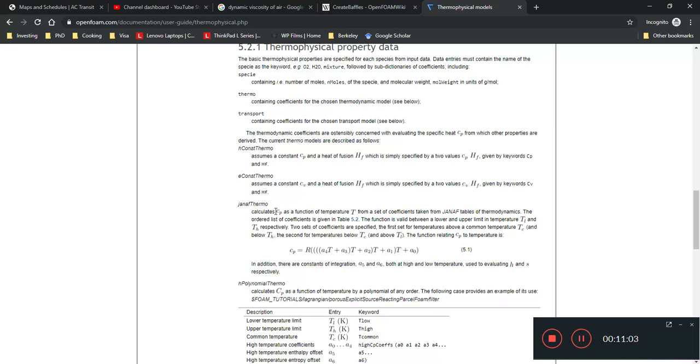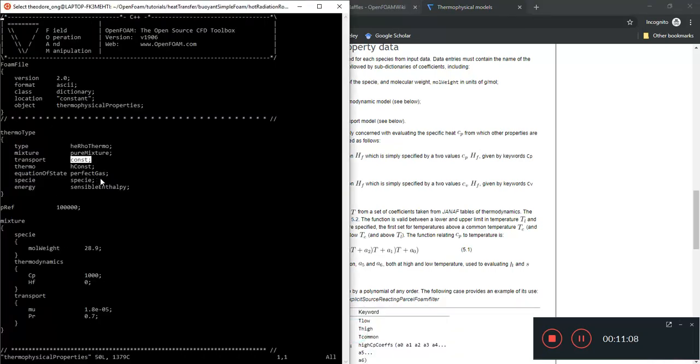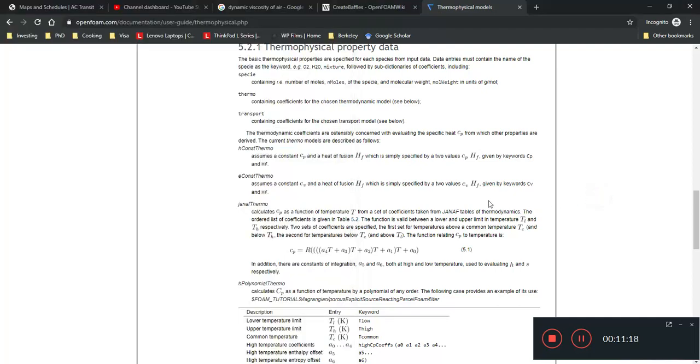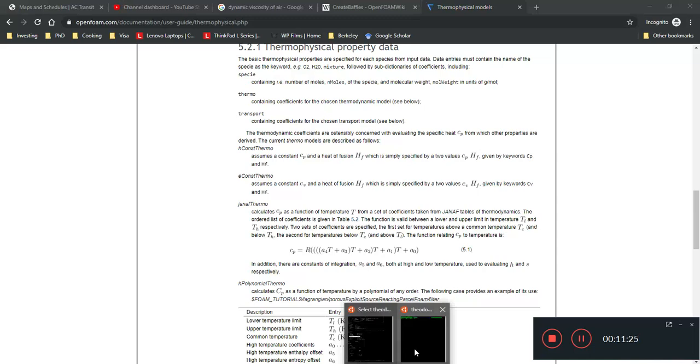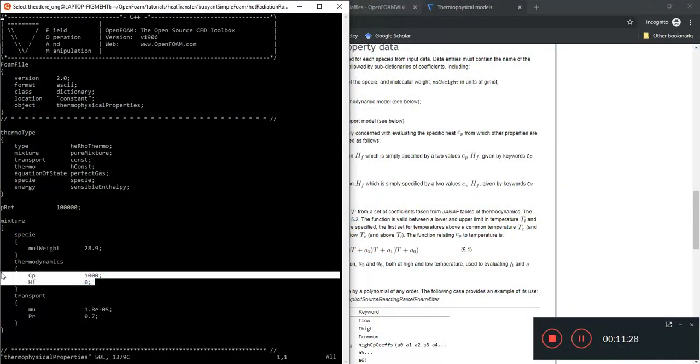So, transport model. Let's take a look back here. Thermal. I think I was explaining for this one by accident. Thermal is H constant. So this is a very simple model. You just give two constants: one is CP, one is heat of fusion. At the temperature of our interest, we have a constant pressure specific heat capacity. Heat of fusion is just zero because there's no phase change or anything, so we don't really have to bother.